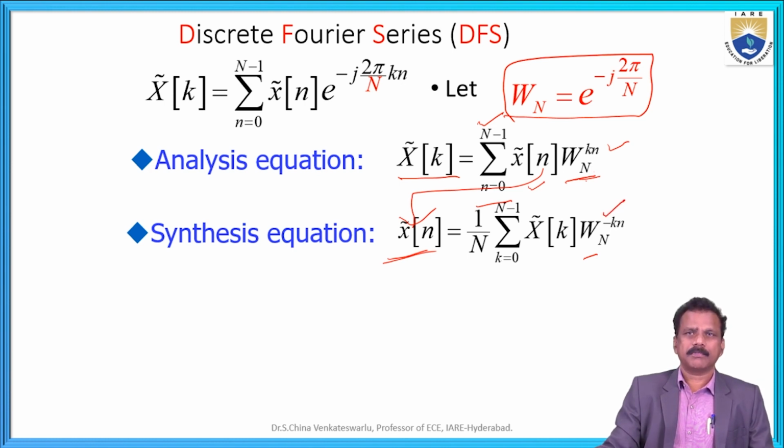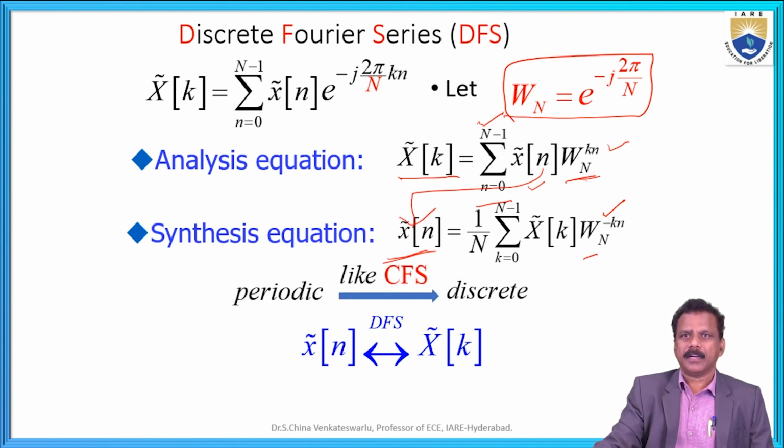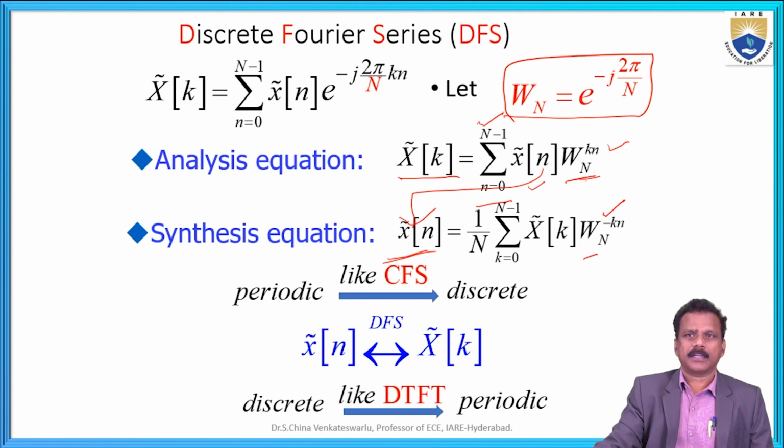So this is the major difference between the analysis equation and the synthesis equation while we are using the discrete Fourier series. When x of n is applied with the DFS, we expect that X of k is periodic, like the continuous Fourier series. If it is discrete, it is like the DTFT.